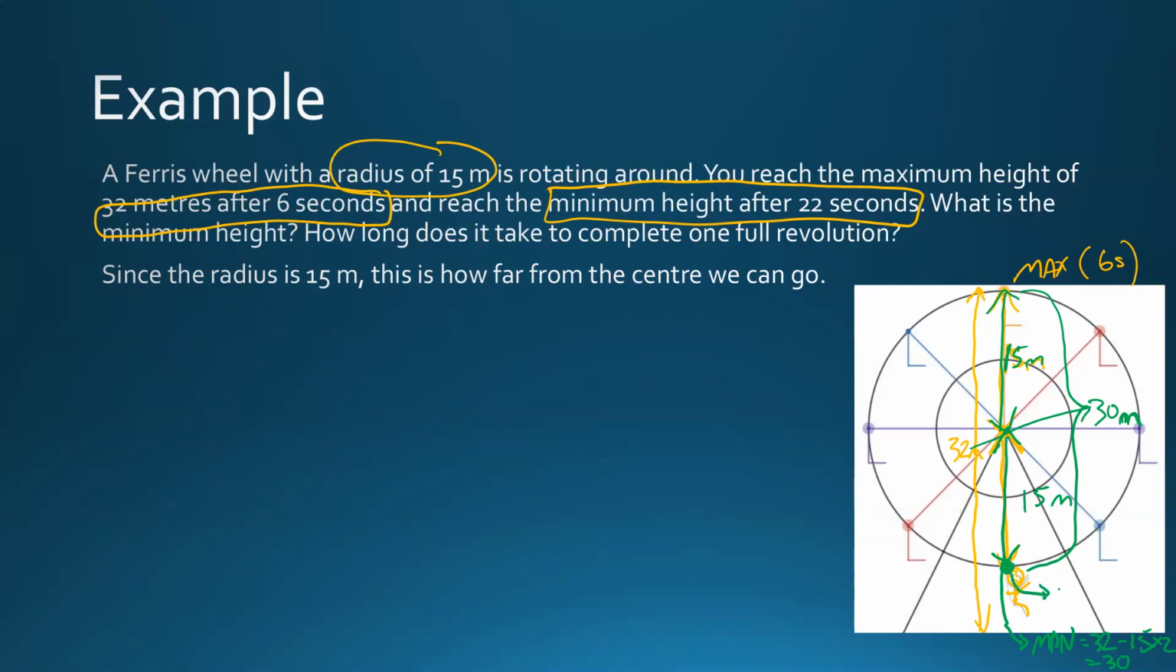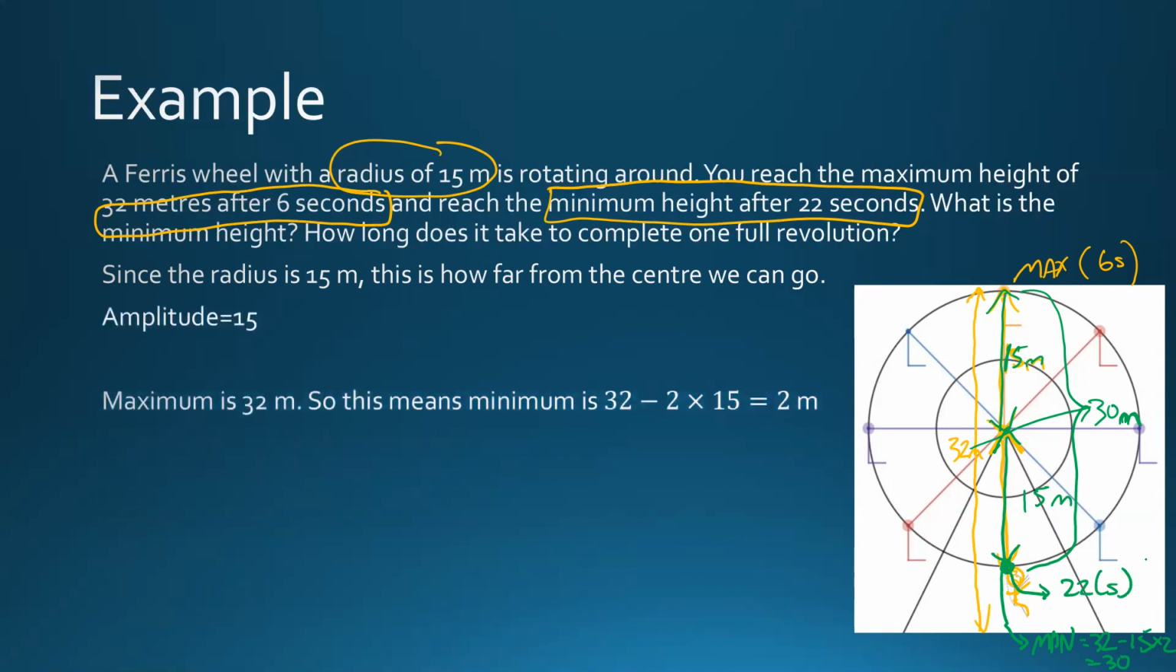And then we're also specifically told that this minimum height occurs at 22 seconds. So I'm just going to write down everything I know. So I found the first part. I know because the amplitude or the radius is 15. And again, remember, amplitude is the same as the radius in this case. So what else do I know now? So I know the minimum height. So I got the first question answered. What about the second part?